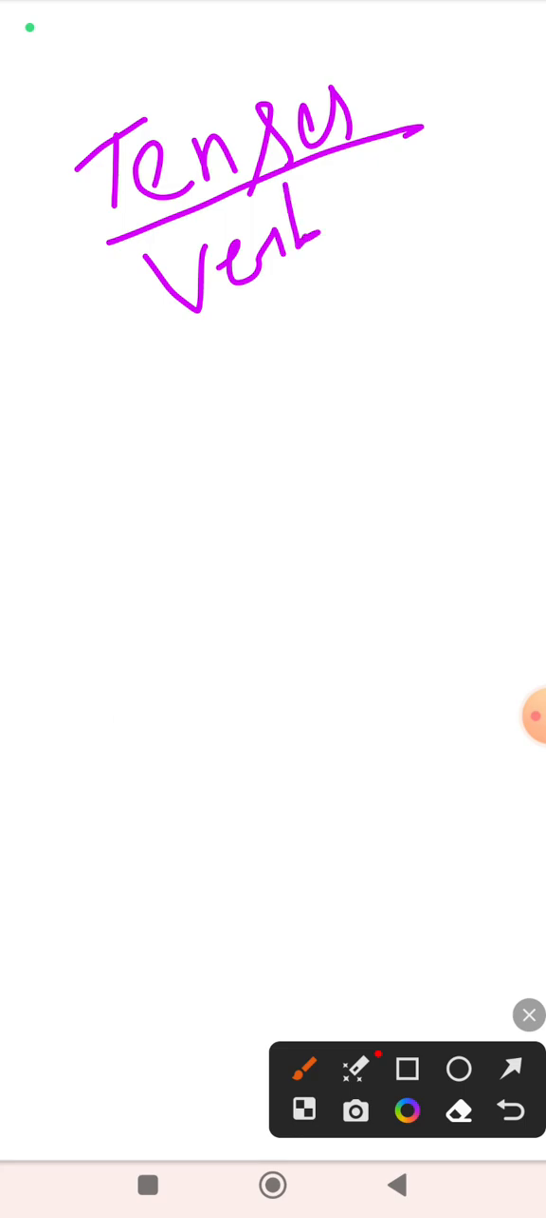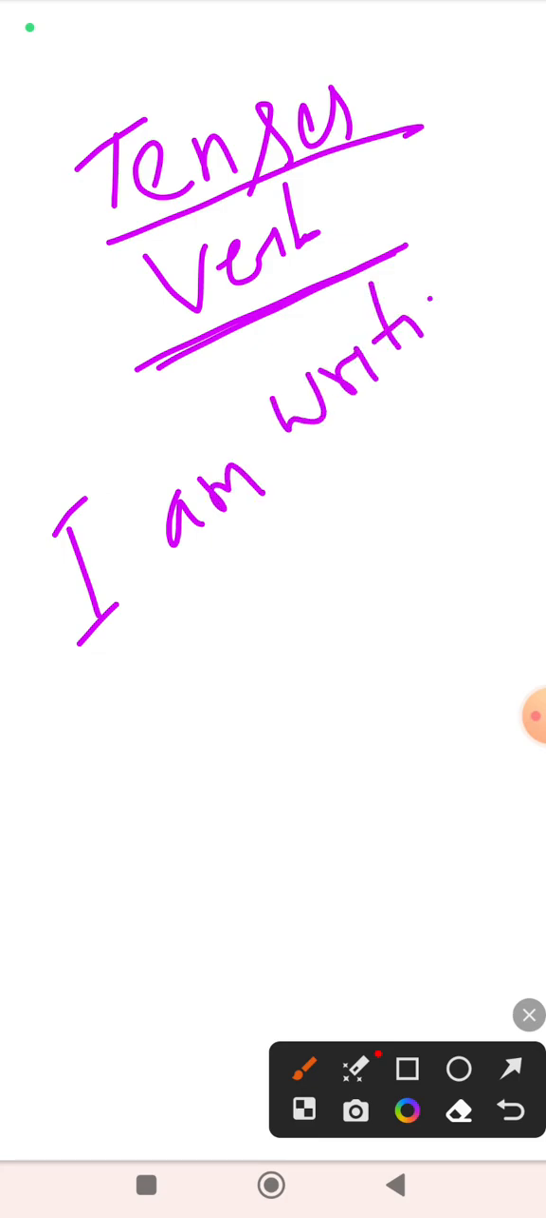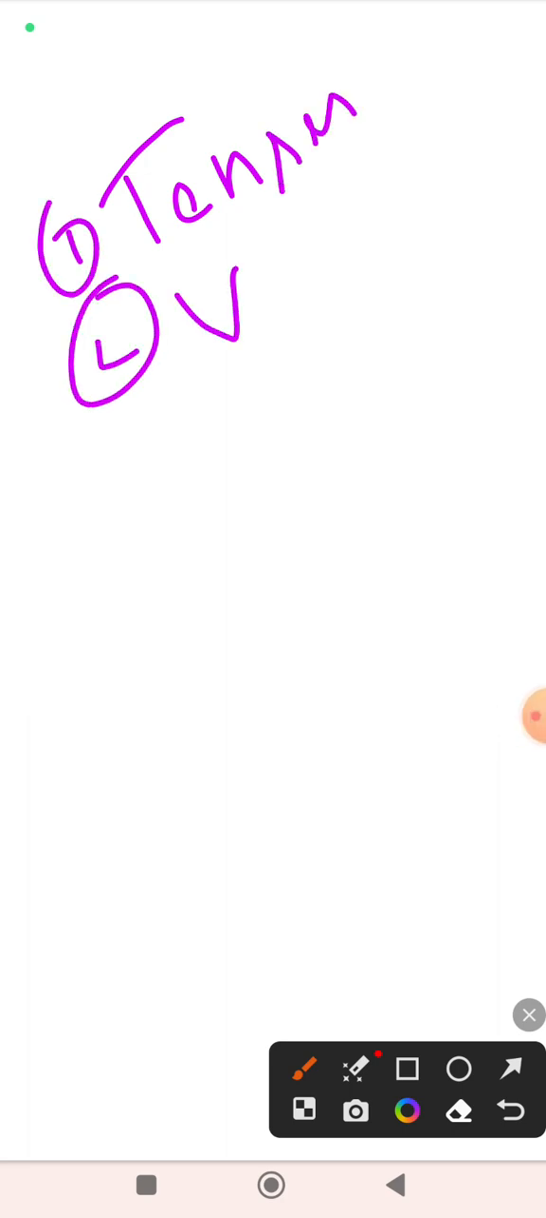First of all, you will have tenses. Second is verbs, that is main verbs, and finites and non-finites. For example, in "I am writing", the verb form is non-finite in this part, whereas if I say "I write", that is a finite verb. So first you have tenses, second is verbs, finites and non-finites.